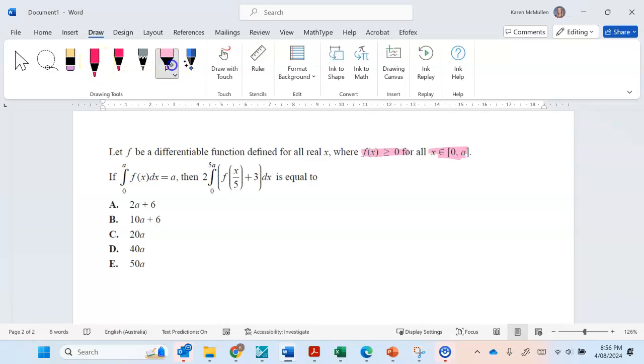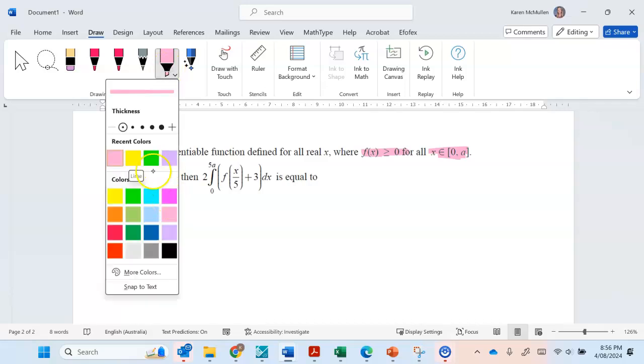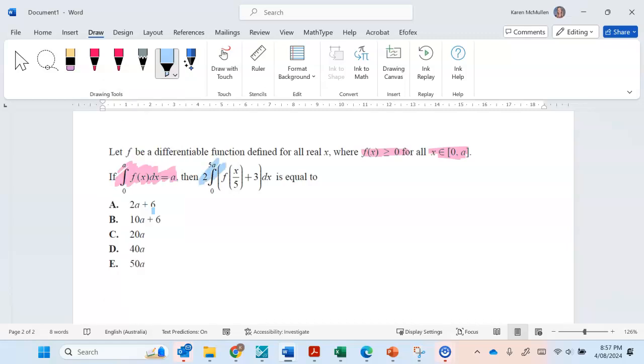All right, so I'm going to just highlight that in pink, sorry, and then I'm going to make this try to appear the same. All right, that's my aim.